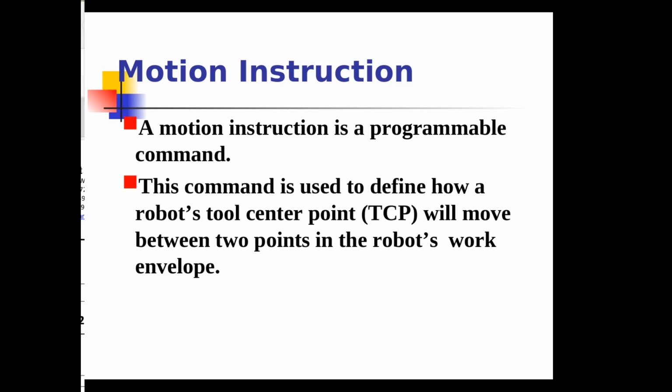So the motion instruction is a programmable command. With Fanuc, they actually refer to lines within a program as instructions, so that's why I have motion instruction here. The instruction is a command telling the robot where to move. Again, it's the tool center point that is the focal point of where it's going to move. The whole arm is moving, but what the software of the robot is concentrating on is where and how it's moving the tool center point.